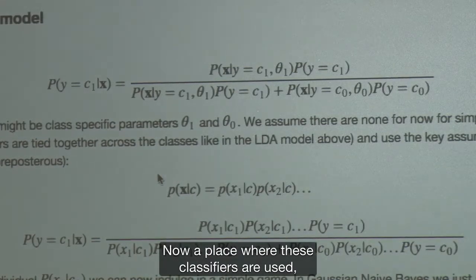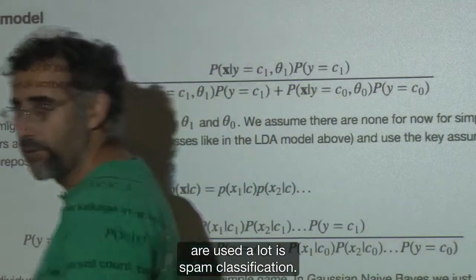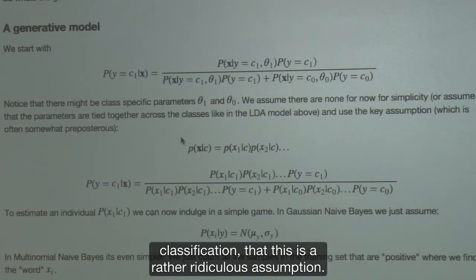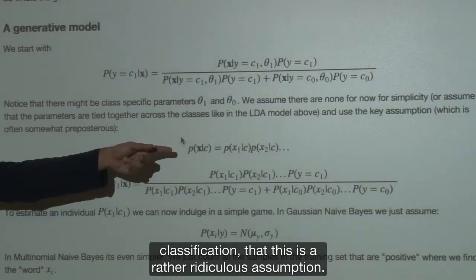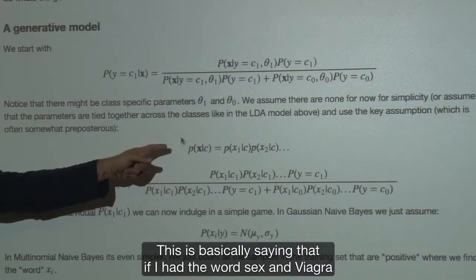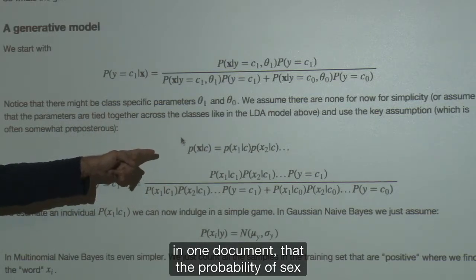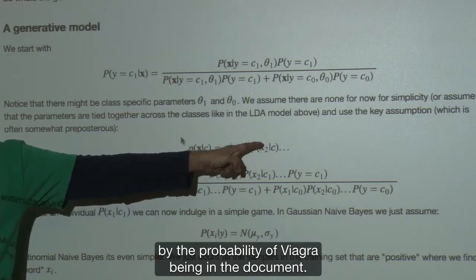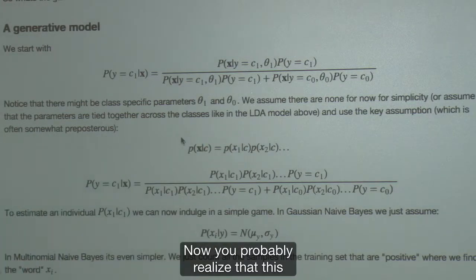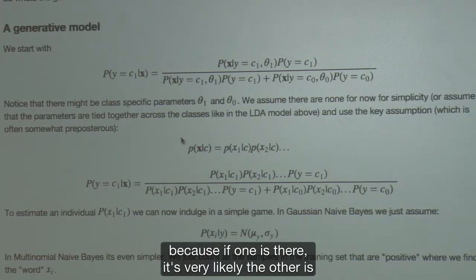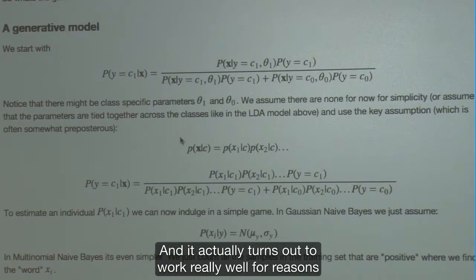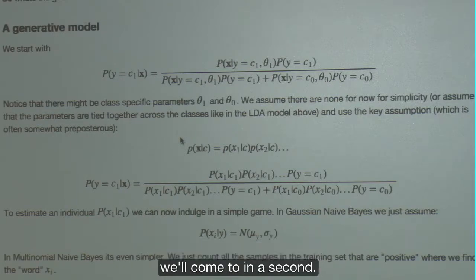Now, a place where these naive Bayes classifiers are used a lot is spam classification. And you can convince yourself that in the context of spam classification this is a rather ridiculous assumption. It's basically saying that if I had the words sex and Viagra in one document, the probability of sex being in the document is multiplied by the probability of Viagra being in the document. You probably realize this is a kind of stupid assumption, because if one is there, it's very likely the other is going to be there in any of the spams you might have seen. But it's an assumption we're going to make, and it actually turns out to work really well, for reasons we'll come to in a second.